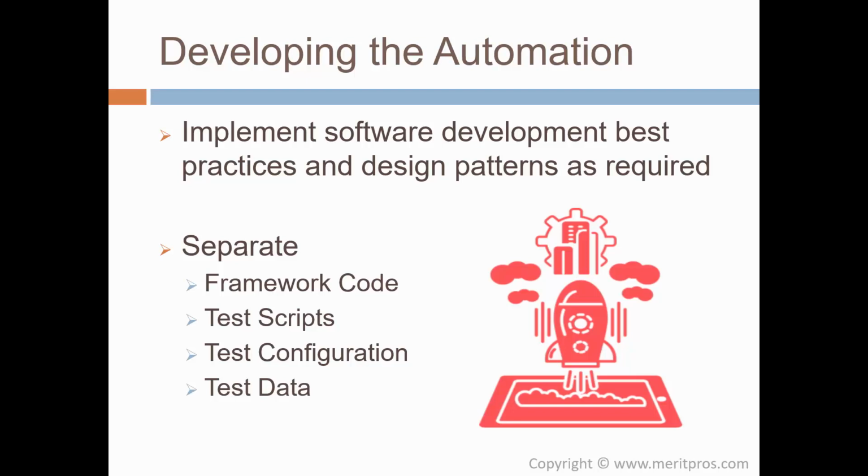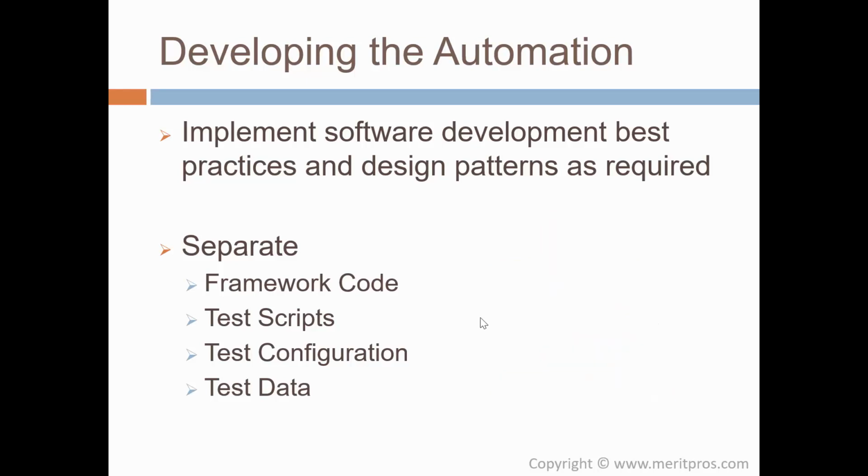So the first one is implement software development best practices and design patterns as required. When you talk about automation, programming or development is very essential. You cannot escape that. If you really want to master automation, if you want to become an automation expert, then definitely you need to master programming. It's not like you have to become a robotic scientist or an advanced developer. We need very essential skills like core language skills, main debugging skills, and best practices. With that, you can become a very good automation tester.